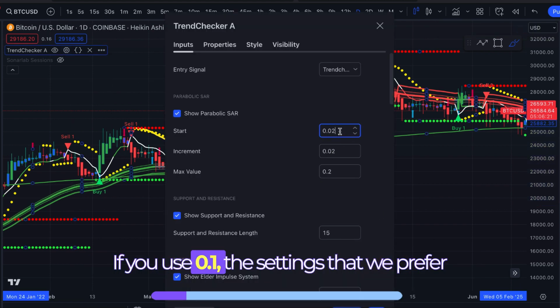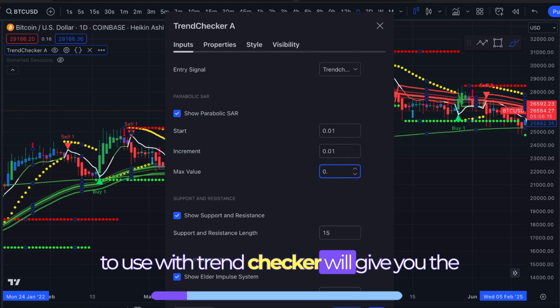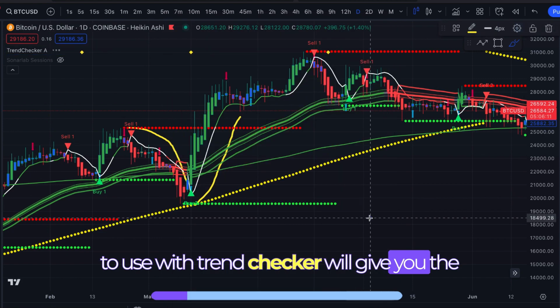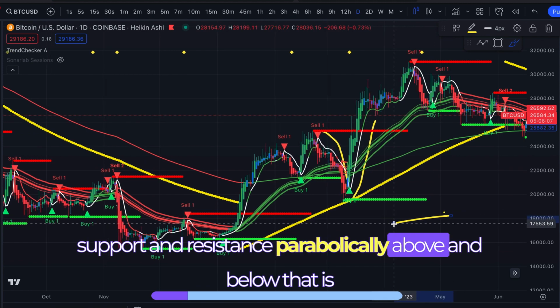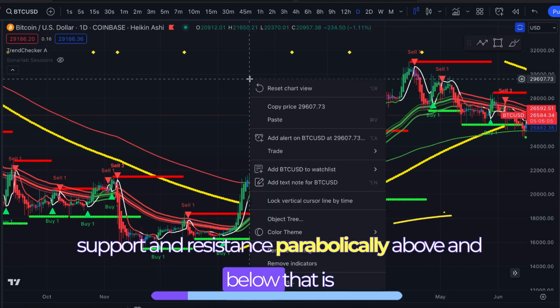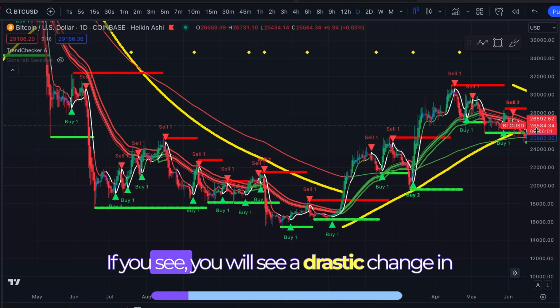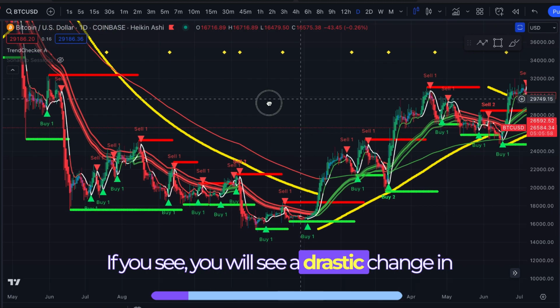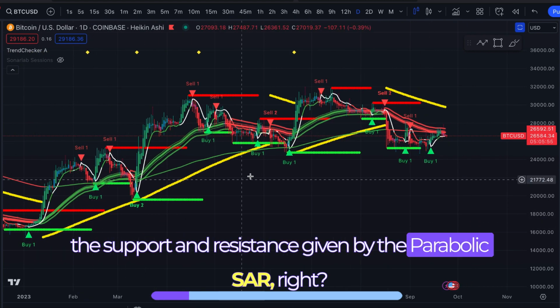If you use 0.01, the setting that we prefer to use with Trendchecker, it will give you the support and resistance parabolically above and below that is valid for a longer period of time. If you see, you will notice a drastic change in the support and resistance given by the parabolic SAR.